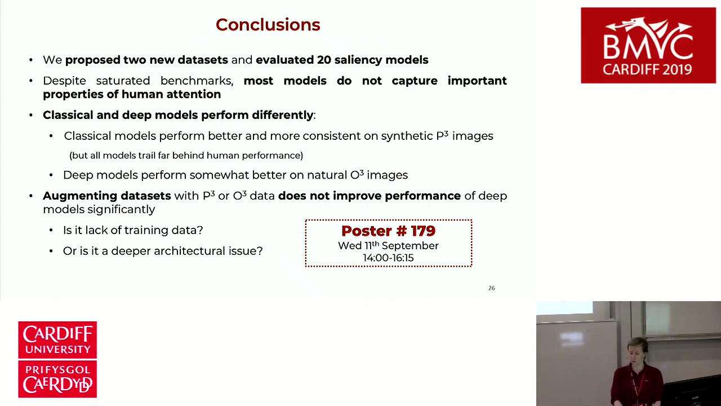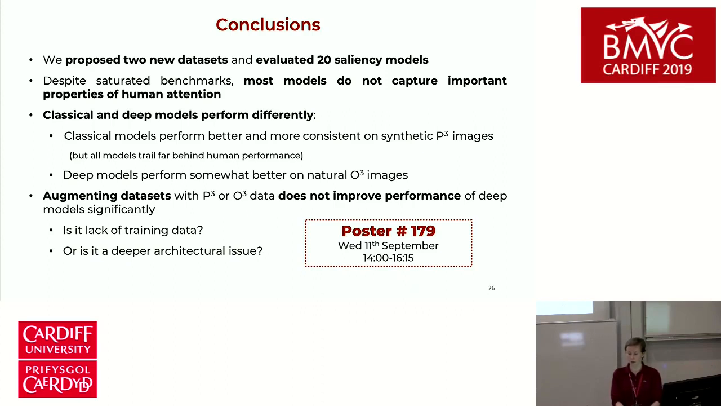So in conclusion, what we did here, we proposed two new datasets and we evaluated 20 saliency models. Despite the fact that benchmarks are getting saturated, the majority of these models actually don't capture very fundamental properties of human attention. And we also found that classical and deep models perform rather differently. Classical models are generally better and more consistent on the synthetic P3 images, the types that are used in the human experiments as well. However, we found that all models trail far behind human performance on this dataset.